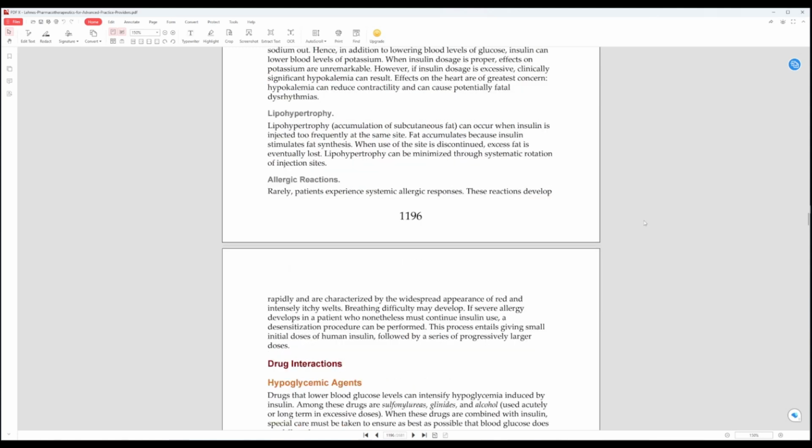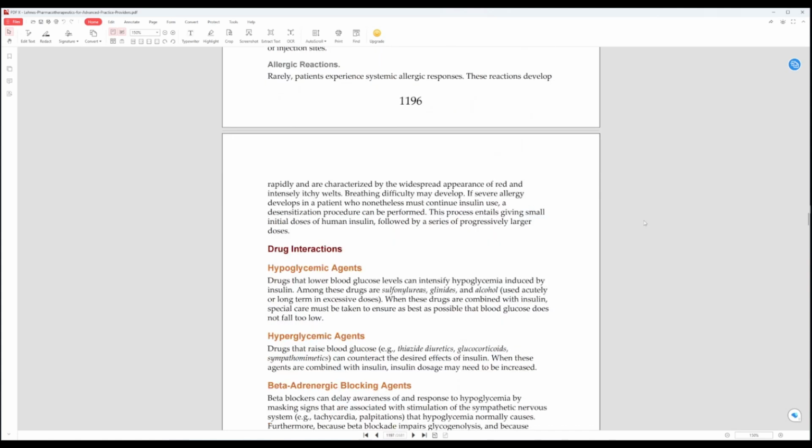Lipohypertrophy. Lipohypertrophy is the accumulation of subcutaneous fat, which can occur when insulin is injected too frequently at the same time. Fat accumulates because insulin stimulates fat synthesis. When use of the site is discontinued, excess fat is eventually lost. Lipohypertrophy can be minimized through systematic rotation of the injection site.